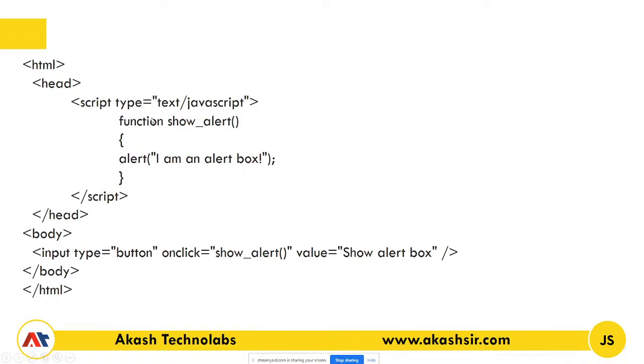Okay, so you can see this is a simple show alert message box. On button click, we will call the function, and the function will display one message box.